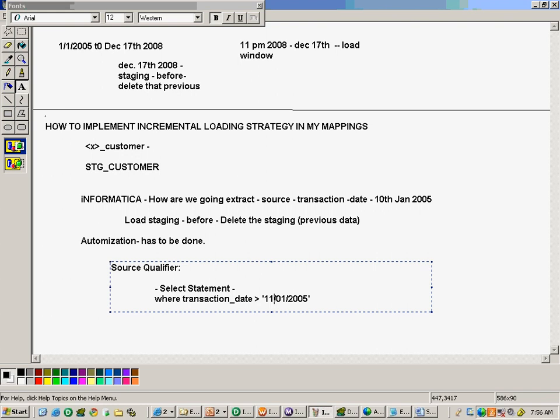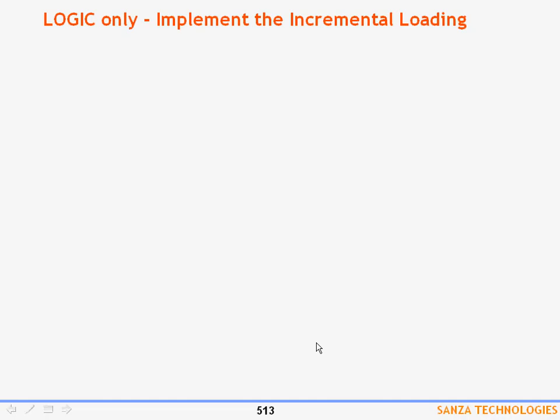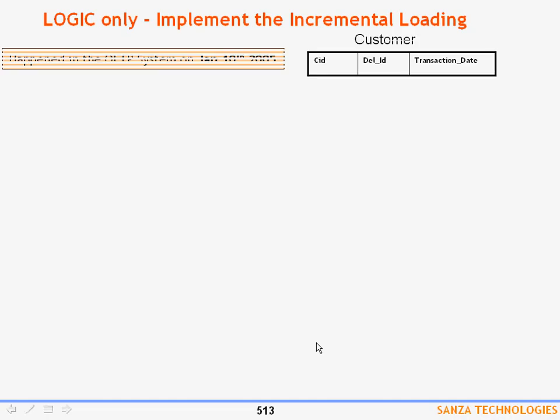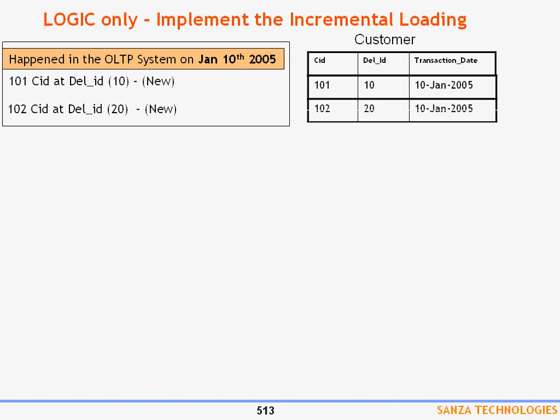So, one way of doing it in Informatica is, please observe very carefully the process. Only 3 steps you do in Informatica, but understand the logic very carefully, how Informatica does it. So, a customer is inserted into the source system on 10th January. Now you are extracting data greater than 9th January 2005 and loading it into the staging.